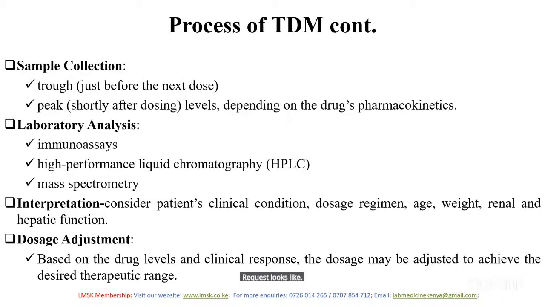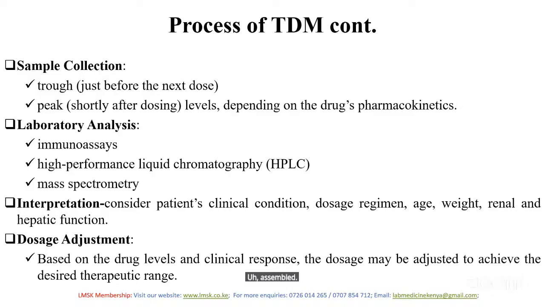Then after you get the request, you will do sample collection. Sample collection, as I said, can be done at trough level. And trough level is just before the next dose. Then you can also do a peak level, and this is shortly after dosing. And this depends on the drug's pharmacokinetics: absorption, distribution, metabolism, and excretion. So that is what will guide you on what time you get the sample.